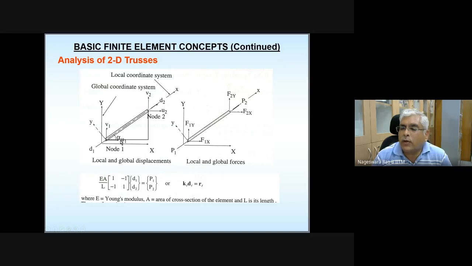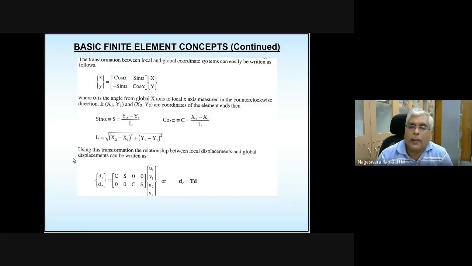Then your alpha is going to be from here all the way to here in the counterclockwise direction, with respect to the global x-axis. So you should be very careful how you are defining your node 1, node 2, all that. Anyway, all that you will experience when you are solving a problem, okay? So please take a note of this one.